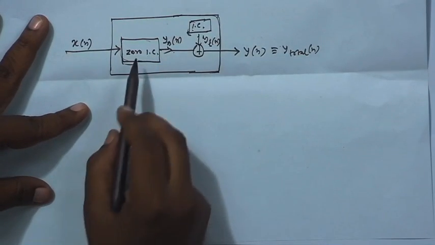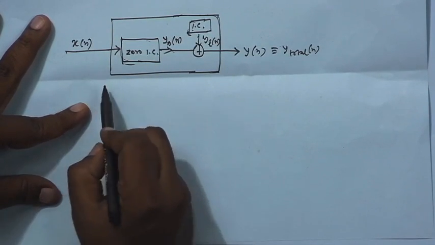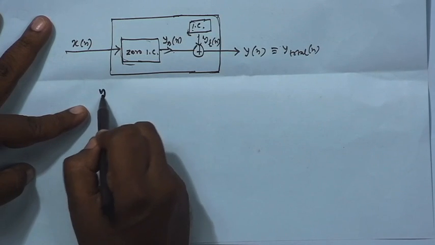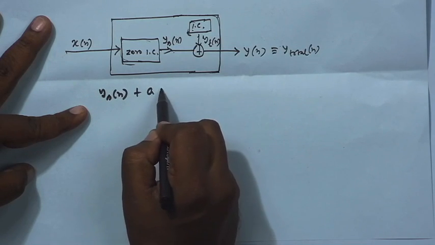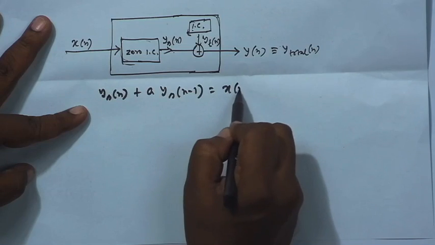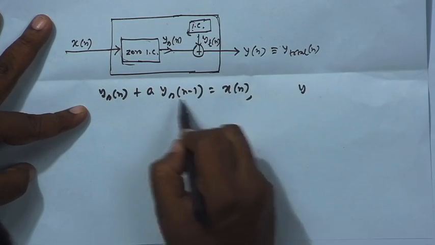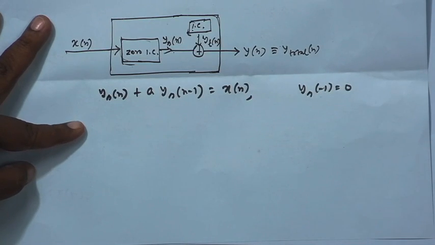So, consider this system. To explain clearly, I just take a very simple example and you can generalize it to the general differential equation after that. That is y_s[n] plus a y_s[n-1] is equal to x[n], and the initial condition is 0. You need only one initial condition here: y_s[-1] equals 0.